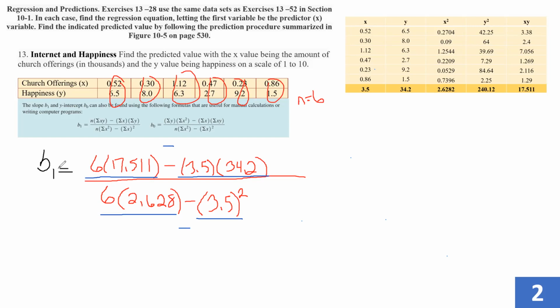Okay. She already gave me the answer for 6 times 17.5. Oh, okay. I'm sorry. No, you're fine. My calculator is kind of being weird. I got 105.066. Okay.